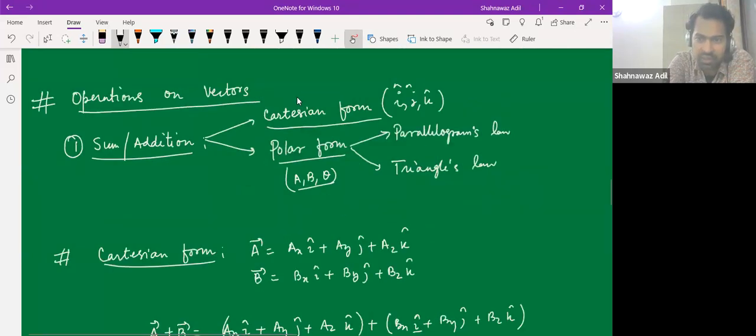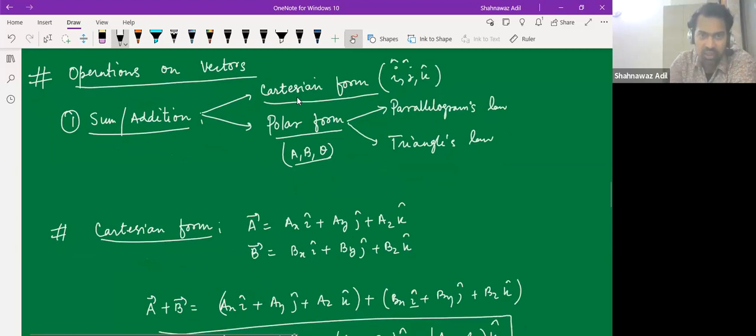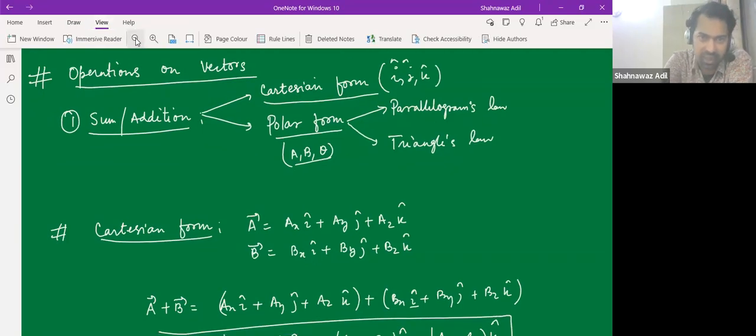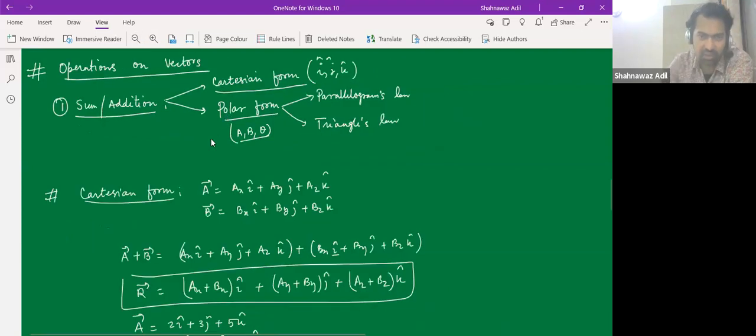Is this clear, guys? Yes, sir. Then please note down this part. These things you guys have already done, so that is why I'm just recapping. Right.